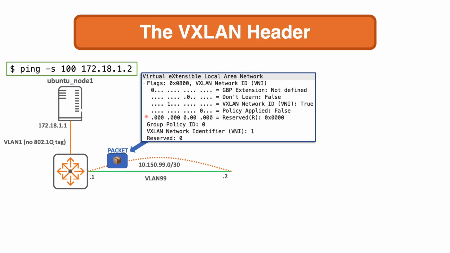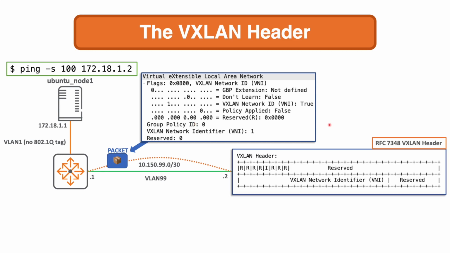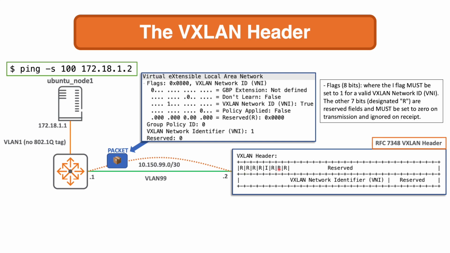Now let's focus on the VXLAN header, and here it is in all of its glory as presented within Wireshark. Now if we compare this to the RFC, 7348, this is the VXLAN header from the RFC. And as you can see, there's not really much going on there. You've got 8 bits for flags, where the I flag, that's the 5th one, must be set if you've got a valid VXLAN network ID, a VNI. And the rest are designated as R, so reserved.